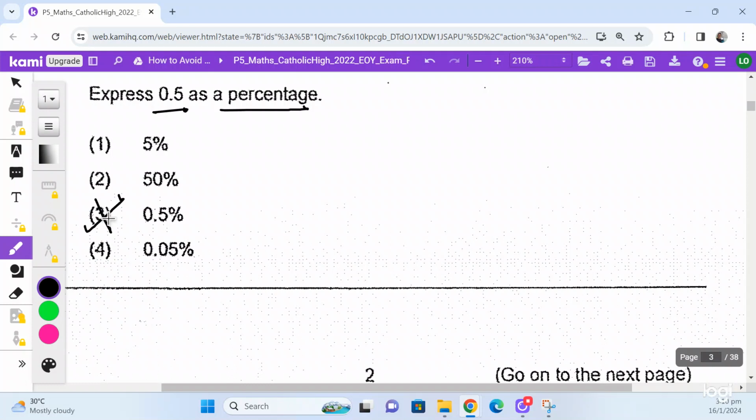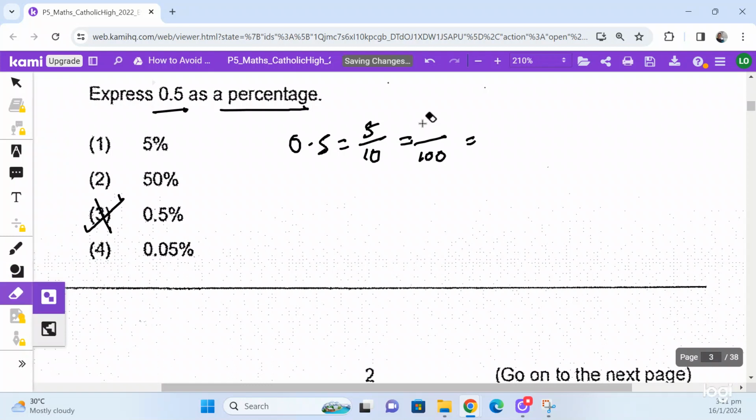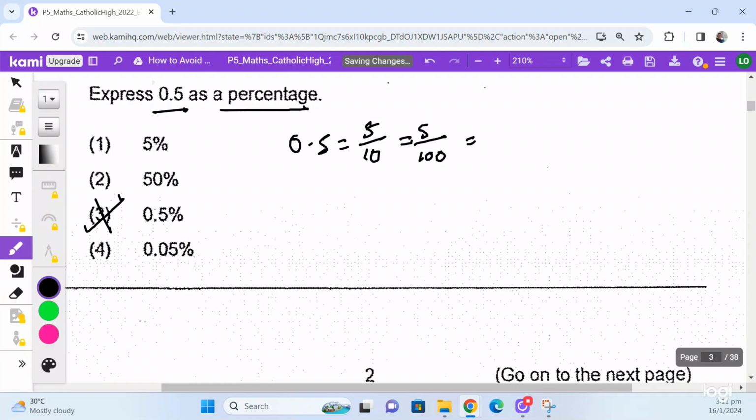So they totally forgot how to convert decimal to percentage. You need to convert the decimal to percentage by changing to a fraction, which is 5 over 10. And then what must you do next? Once you have converted to a fraction, you just have to make the denominator 100. So that'll be 10 times 10, and then 5 times 10. Once your denominator is 100, your percentage will be 50%.